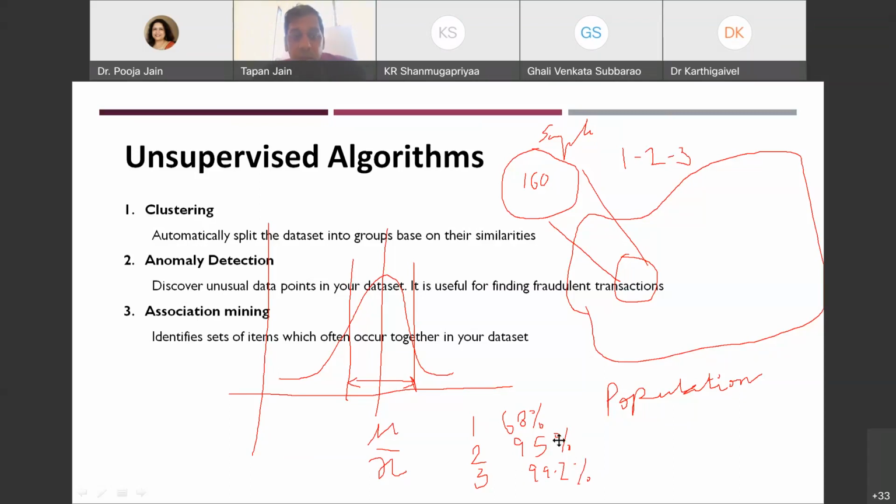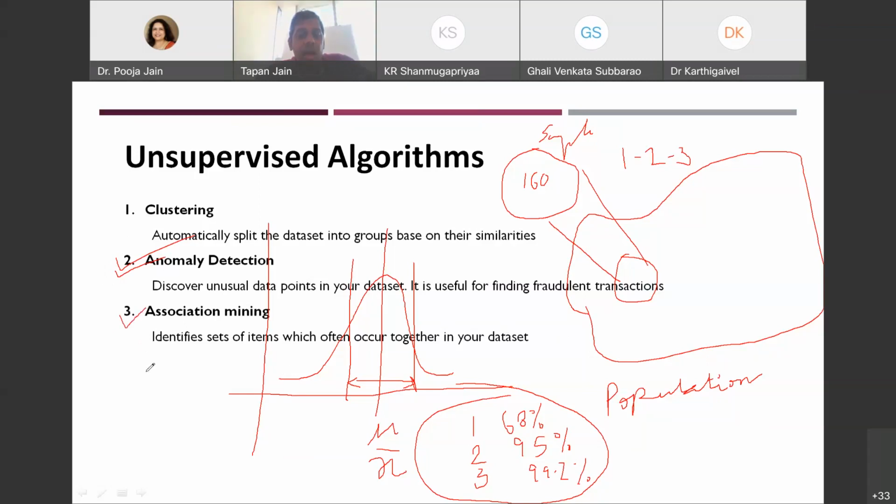So with the help of this, in clustering methods or unsupervised algorithms, a very important application is anomaly detection, or you can say outlier detection. You can easily find it out. So the 1-2-3 rule is very, very important. When you take the data and plot it, most of the data falls into the 1-2-3 rule: mu minus sigma to mu plus sigma is 68%, mu minus 2 sigma to mu plus 2 sigma is 95%, mu minus 3 sigma to mu plus 3 sigma is 99.7%. That's the second most important application, and we can apply it in financial transactions to identify fraudulent transactions.